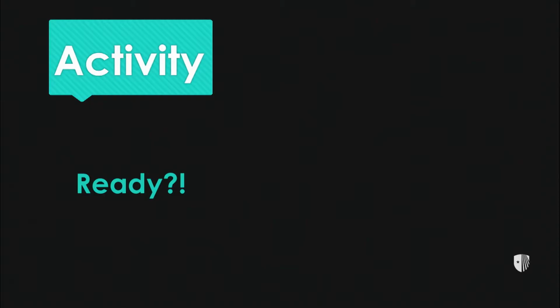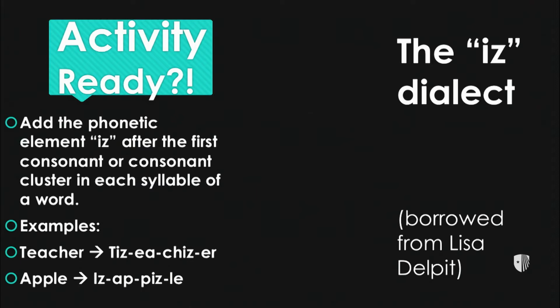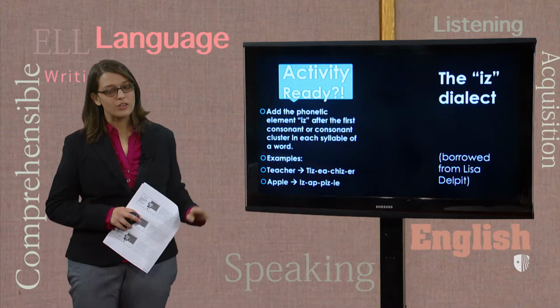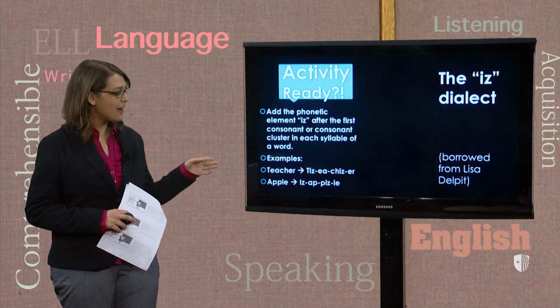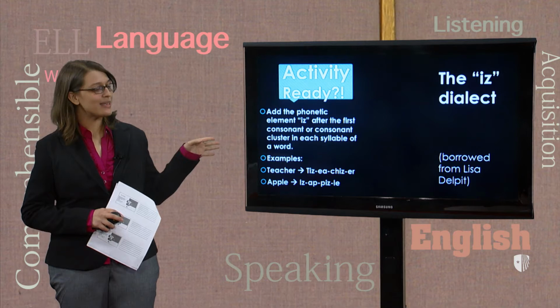Okay. So I'm going to teach you something called the is dialect, and this is borrowed from Lisa Delpit. And so what you basically do is add the phonetic element is after the first consonant or consonant cluster in each syllable of a word. So that's a wordy definition, but look at some examples. So teacher becomes tizzy chizer. And if it starts with a vowel, then you put an is in the beginning. So apple becomes is a pizzle.